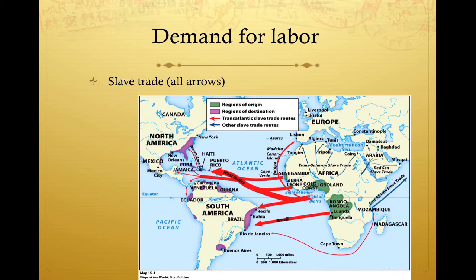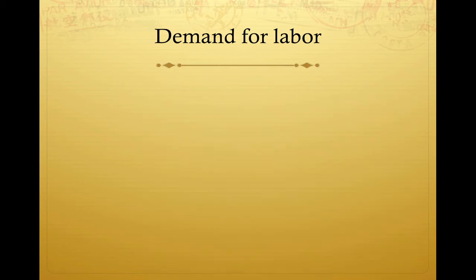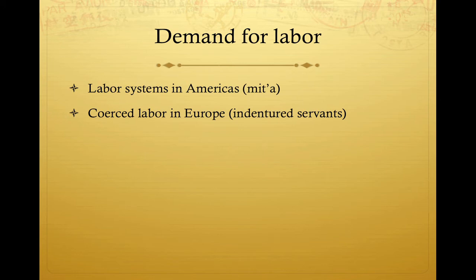Most people focus on the transatlantic slave trade for good reason, which is shown here with these red arrows. But don't forget that there was a slave trade within Africa. There's a trans-Saharan slave trade shown right here, going into Europe. And there is still an East African slave trade going across the Indian Ocean this way into Asia. So again, check the framework for those examples. The next 2 bullets about the demand for labor are about labor systems in America, such as the Mita, and the use of coerced labor in Europe, such as indentured servants.